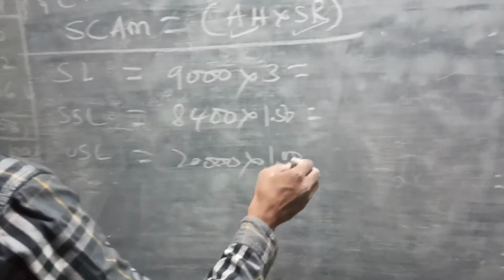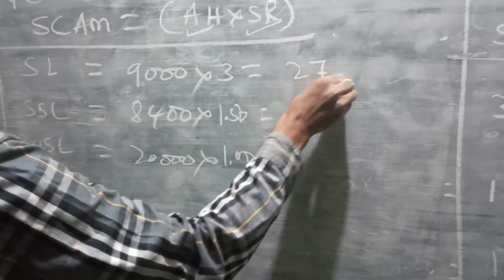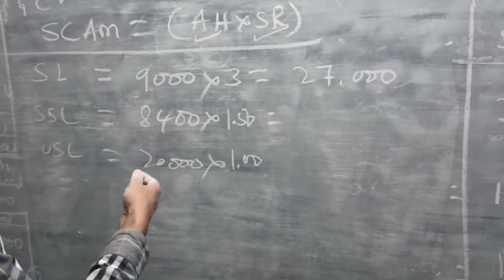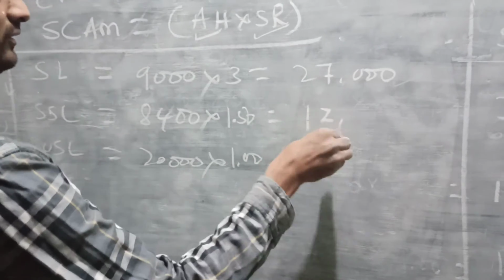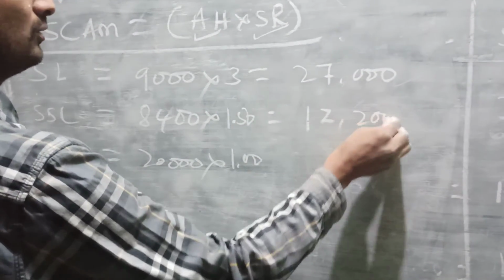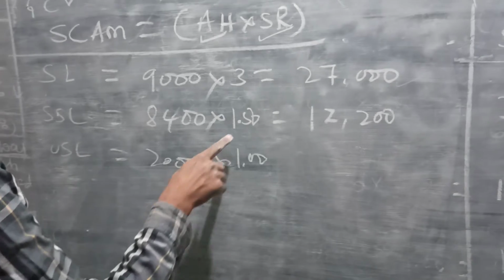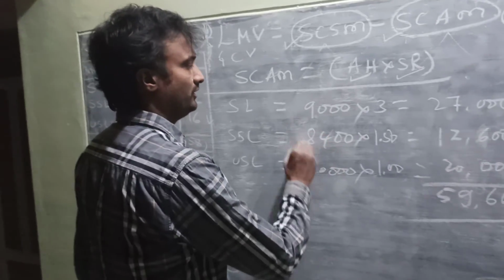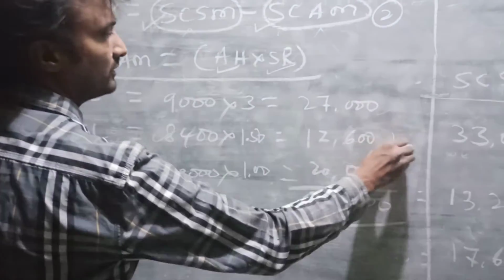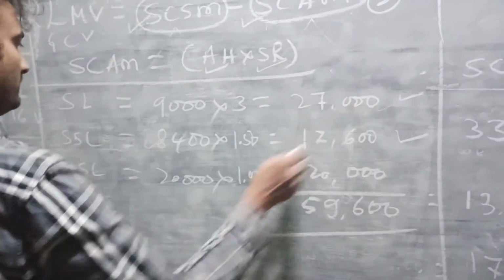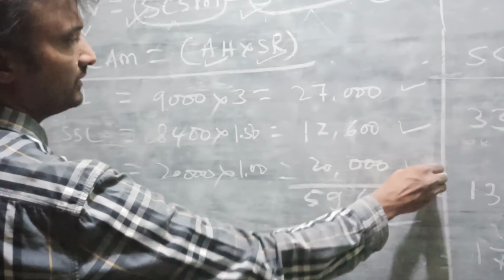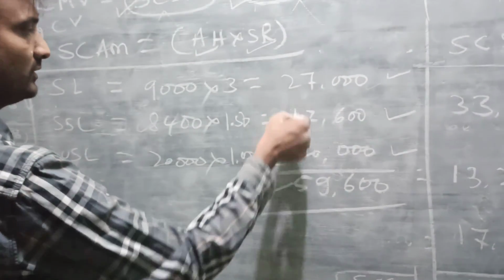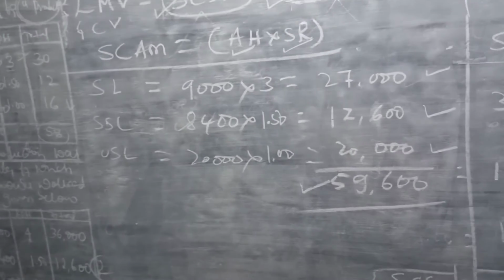So if you multiply all these, 9,000 into 3, 27,000. 8,400 into 1 rupee 50 paisa, 12,600, and 20,000 into 1 rupee, 20,000. If you add all those, you will get 59,600.